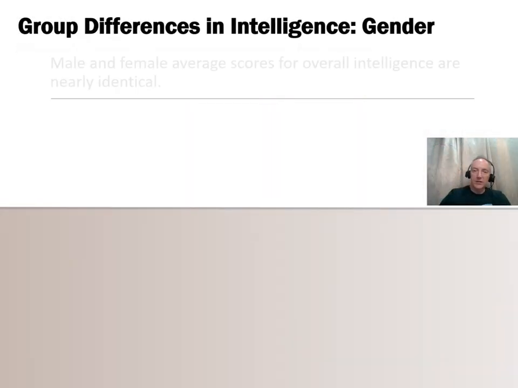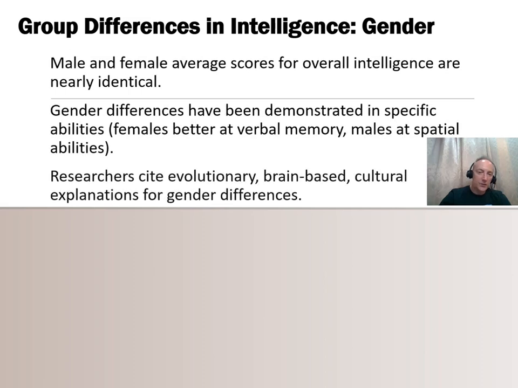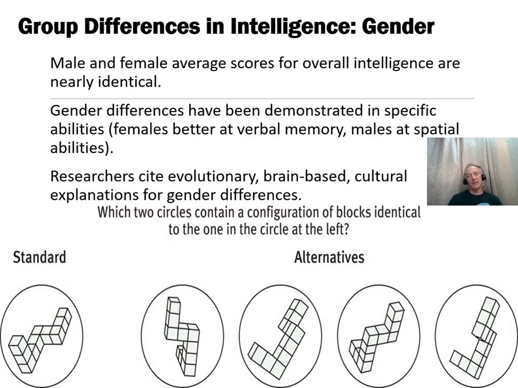All right, now let's look at some controversies about intelligence. So they find that overall, males and females show no significant differences in their overall IQ. However, when we get into some very, very specific skills, we do start seeing some differences. So females tend to be better at verbal memory. Males tend to be better at spatial abilities.